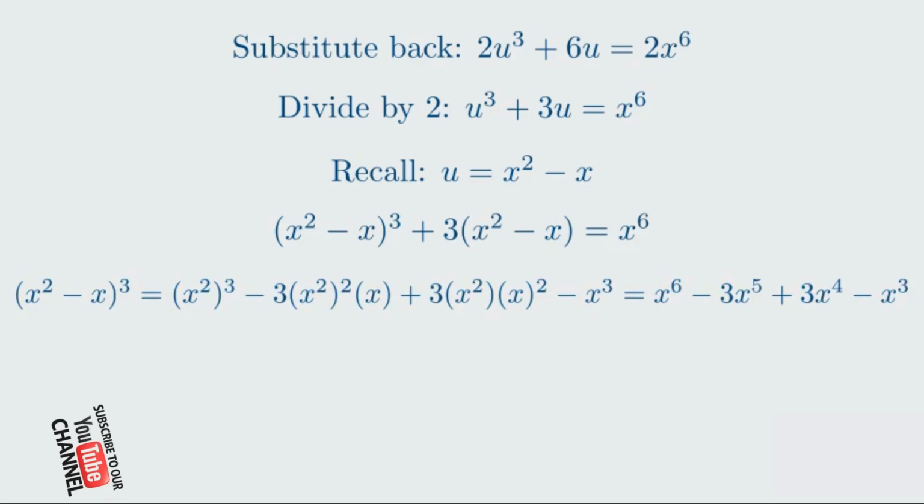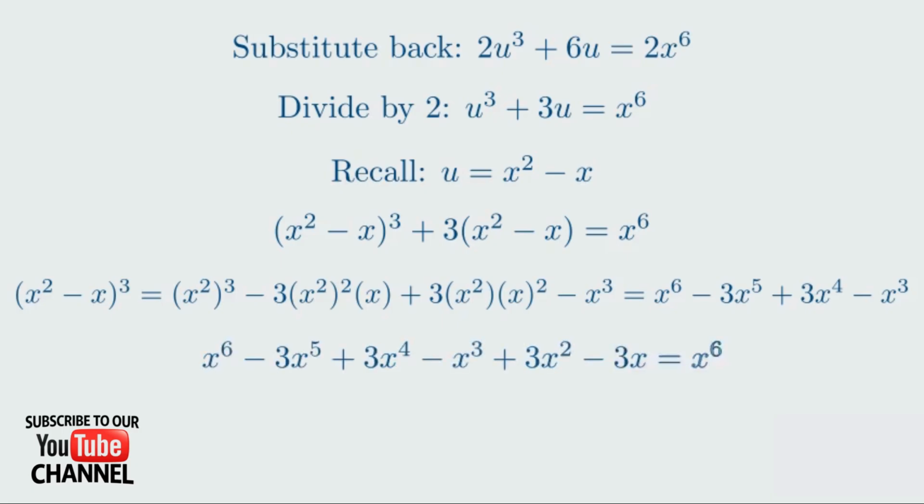Now, let's put it all together. Our expanded equation is x to the sixth minus 3x to the fifth plus 3x to the fourth minus x cubed plus 3x squared minus 3x equals x to the sixth. Notice the beautiful cancellation. The x to the sixth term on the left cancels with the x to the sixth term on the right. This leaves us with a much more manageable quintic polynomial.